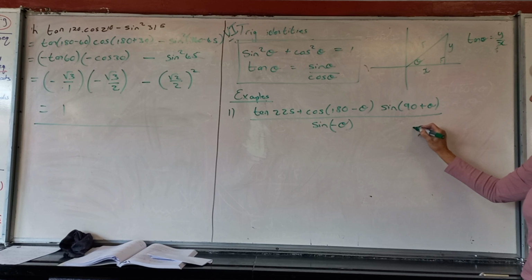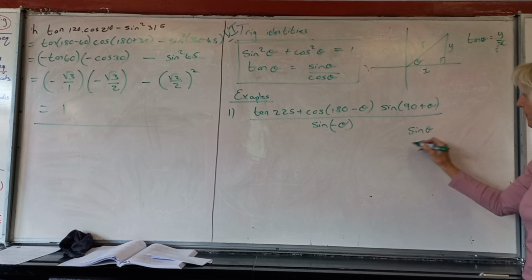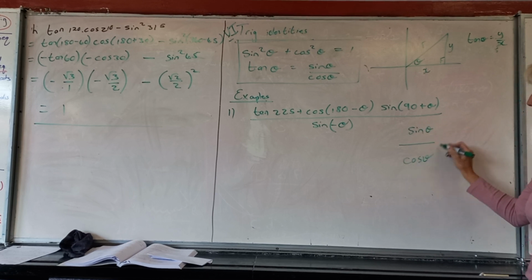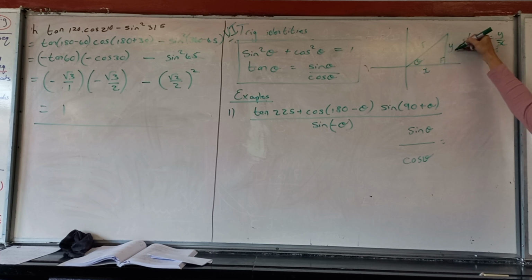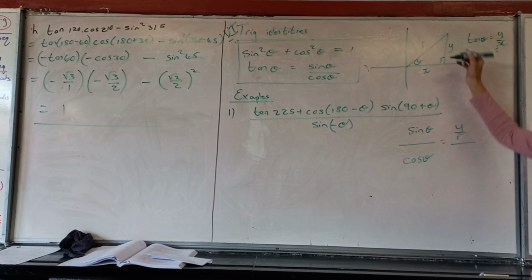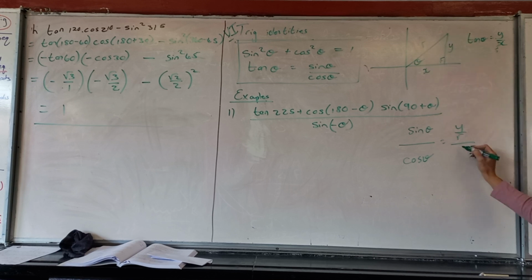Let's check it out. Sin over cos. What is sin? Opposite over hypotenuse, y over r. Do you agree? What is cos? X over r. Do we ever leave stuff this way? No, we change it into multiplication of the inverse. So you got y over r times r over x. What have you got?